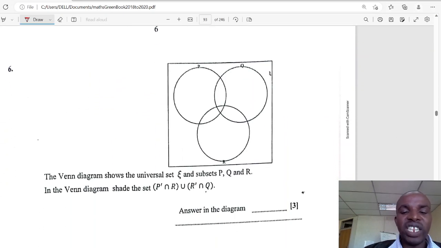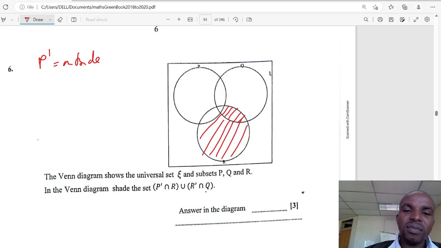The Venn diagram shows the universal set and subsets P, Q, and R. In the Venn diagram, shade the set P complement intersection R, combined with R complement intersection Q. Complement means outside that set. So P complement is outside P. P complement intersection R is outside P, combined with what is in R. So this one that I have shaded is P complement intersection R.